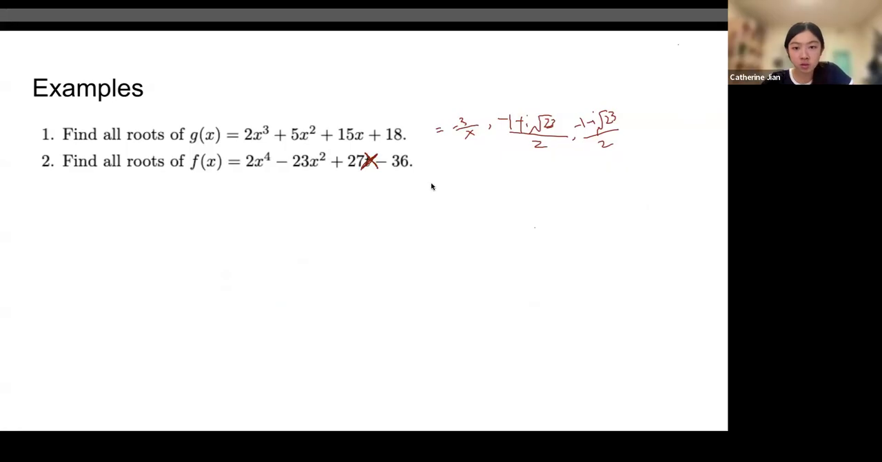Okay, for the next question, we can do something similar. First we can find the real roots and then simplify the polynomial to find the non-real roots. So we can test factors of 36 to use the rational root theorem, and then we get that x is equal to 3 and x is equal to negative 4 are the real roots of this equation.